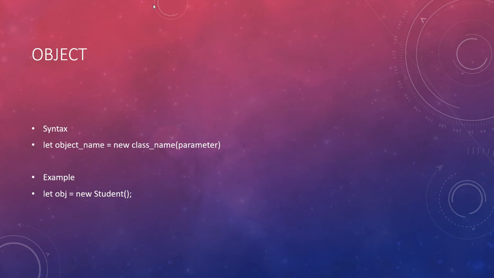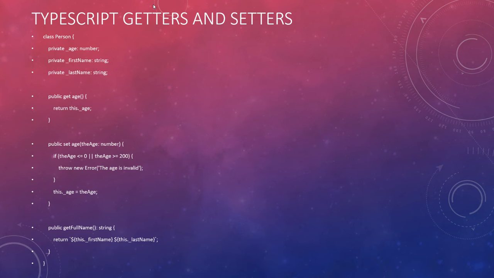Moving further, we are looking into a most important concept which we use in many frameworks like Angular and React. This is the getter and setter. As the name suggests, a getter is something with which we get the values, and a setter is something with which we set the values. A getter method starts with the keyword get and a setter method starts with the keyword set.